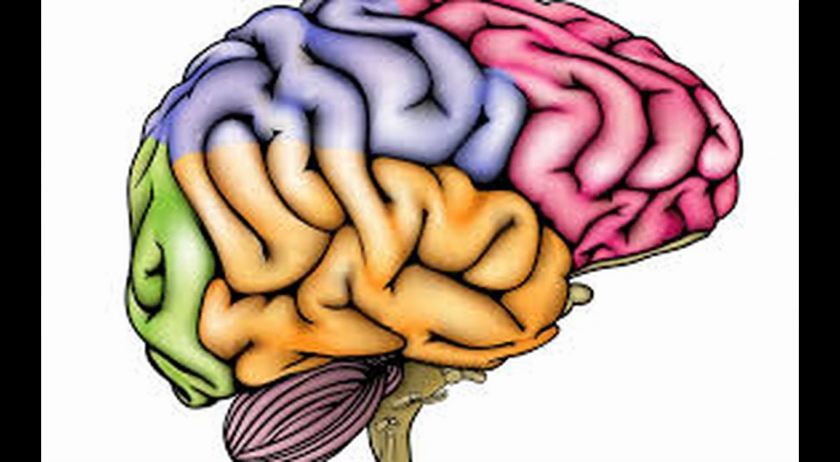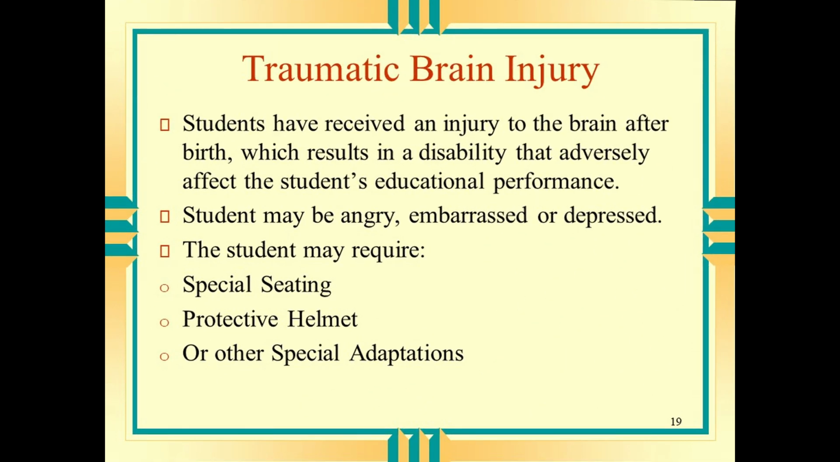Let's talk about traumatic brain injury. Students in this group have received an injury to the brain after birth, which results in a disability that adversely affects the student's educational performance. The student may be angry, embarrassed, or depressed. A student with this type of injury may require special seating, a protective helmet, or other special adaptation.